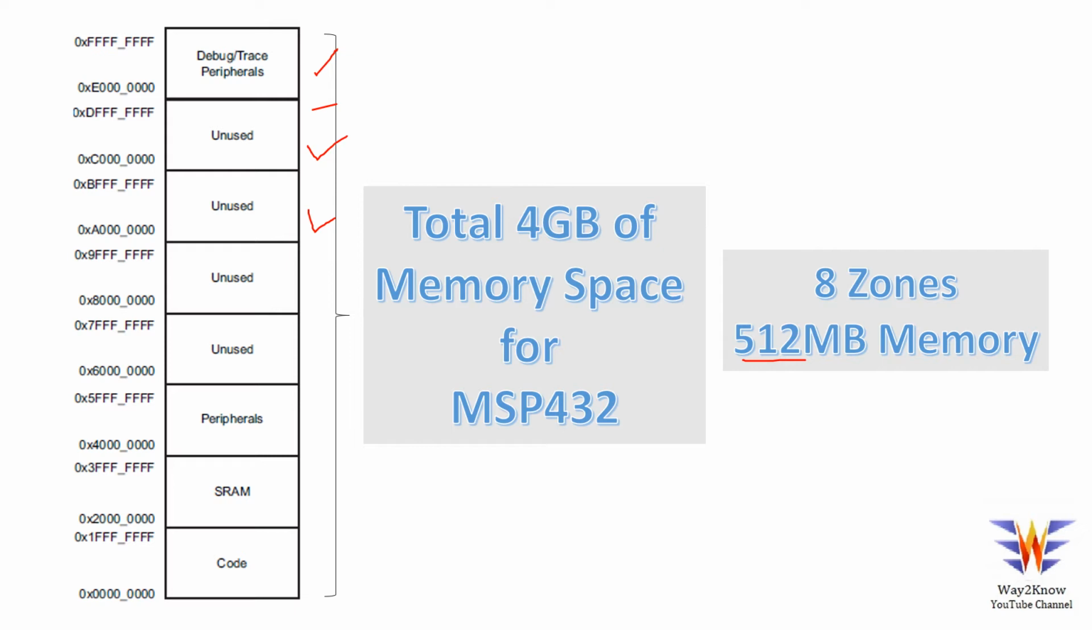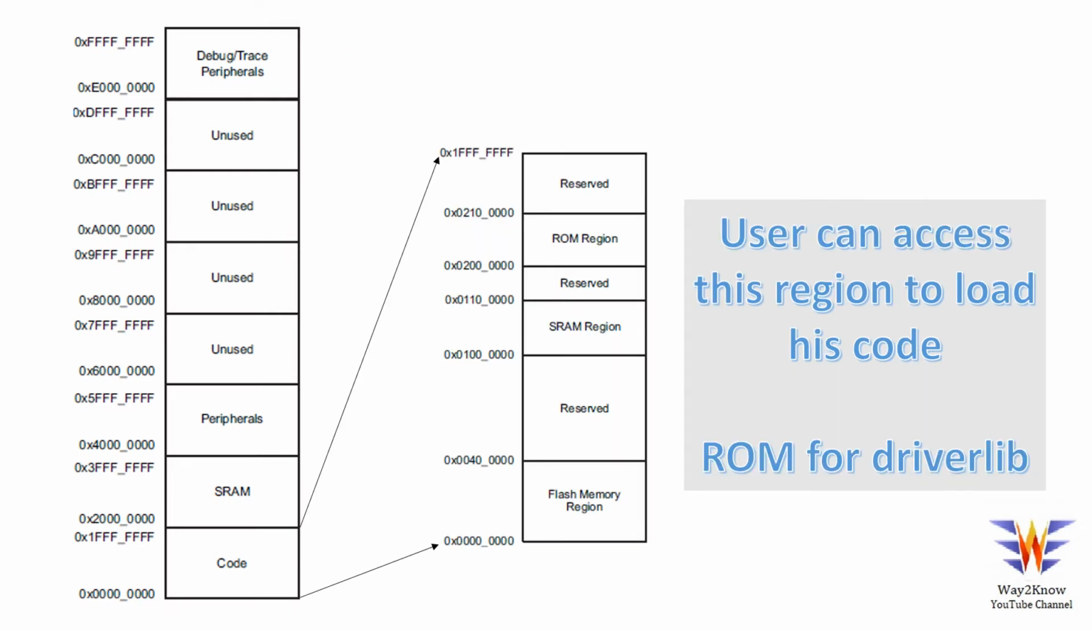If you take a microcontroller, this is the first thing you need to know: how many zones it is divided into, and what is the memory of each zone. The next step. Out of these 8 zones, one is the code zone, and then SRAM zone, peripheral zone, and these are unused basically, and then debug trace peripherals, which we generally don't use.